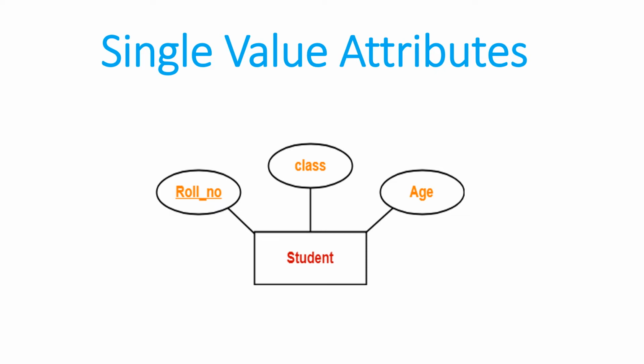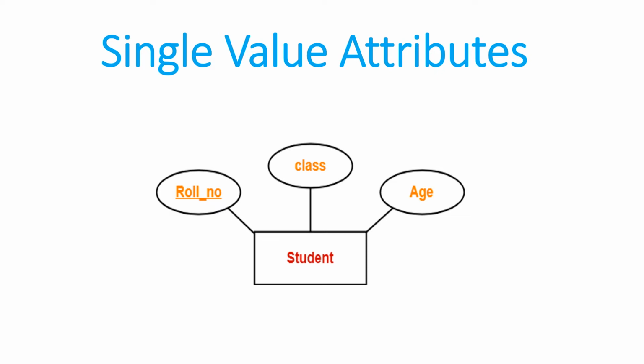Examples of single value attributes: roll number, class, age, salary, your physics marks, chemistry marks, CGPA. All these are single value attributes. For such an attribute, it can hold only one value, at the maximum. That is called a single value attribute.